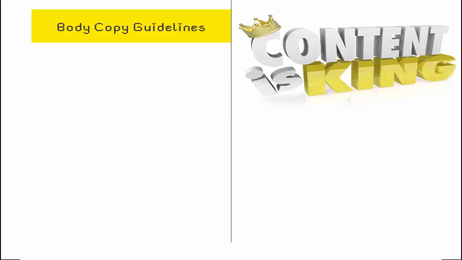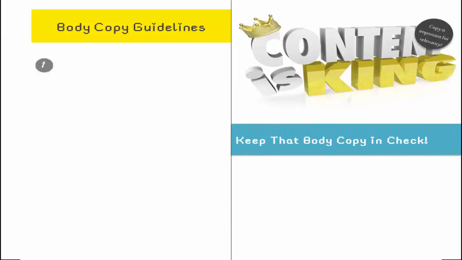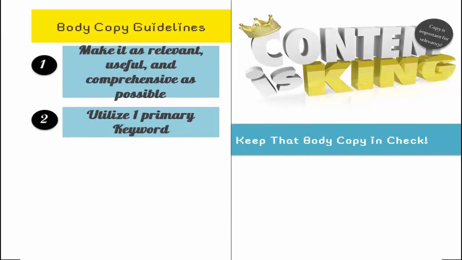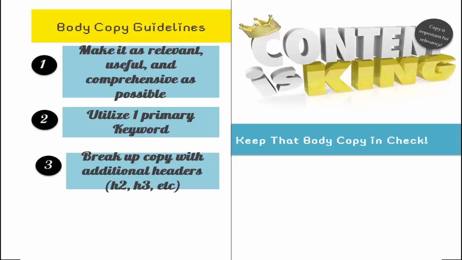Make copy as relevant, useful, and comprehensive as possible, which doesn't mean writing a novel for every page. Utilize one primary keyword and no more than 2 to 3 secondary keywords. And then break up copy with additional secondary body headlines like the H2, H3, etc. We covered H1 in the last chapter, but these will help break up your copy, and it also helps your optimization and indexing over the long term.